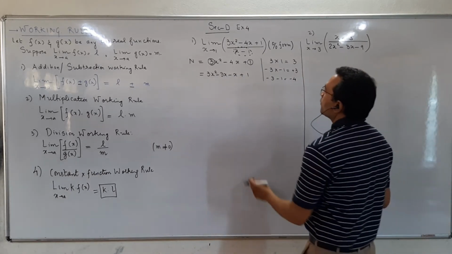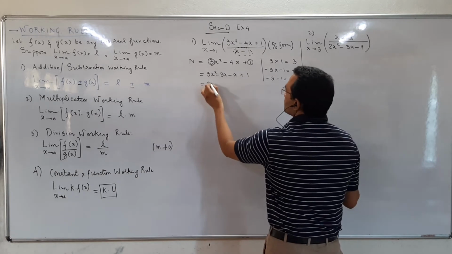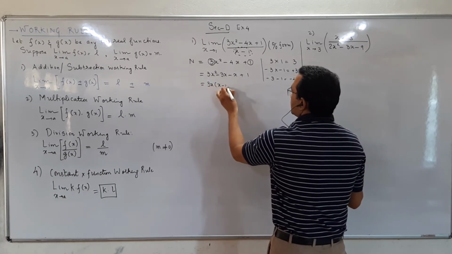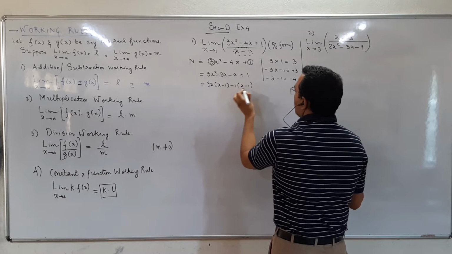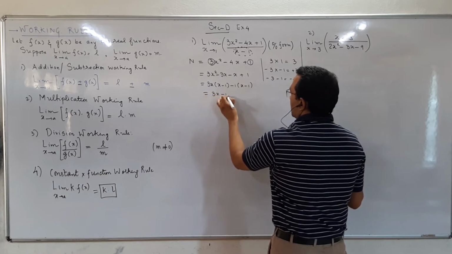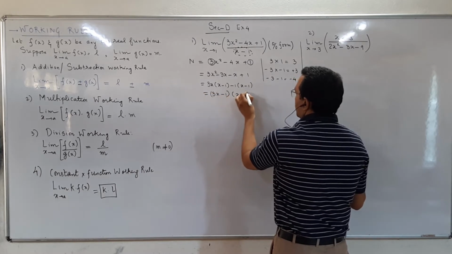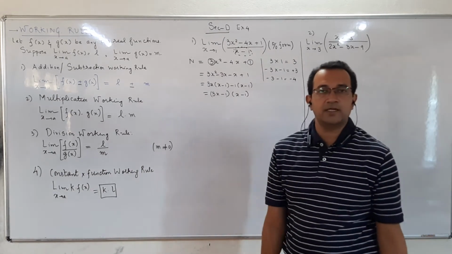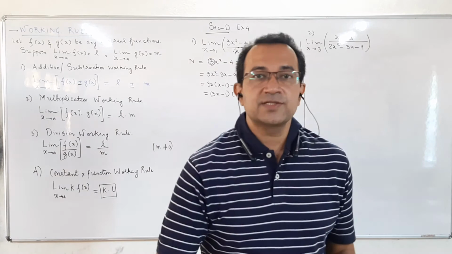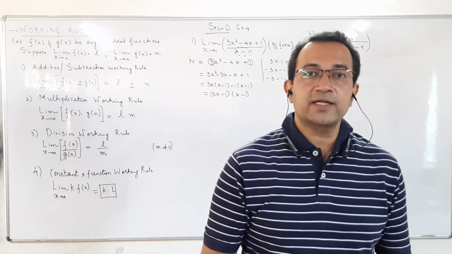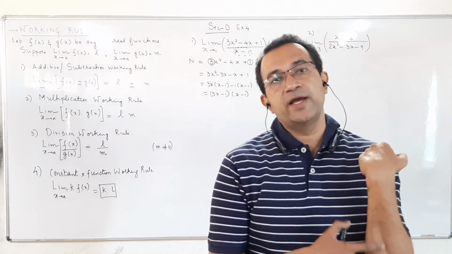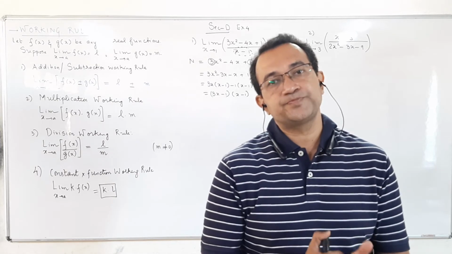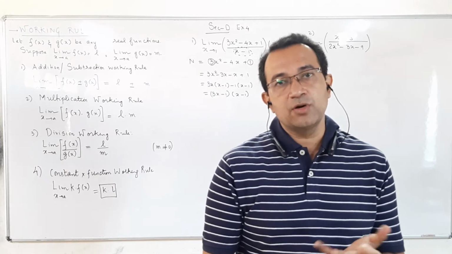Now what is common from the first two terms? 3x into bracket x minus 1, minus 1 common. So the factors are 3x minus 1 and x minus 1. We got x minus 1 as a common factor. We have x minus 1 as a common factor in the numerator as well as the denominator. Yes or no? Of course, yes.